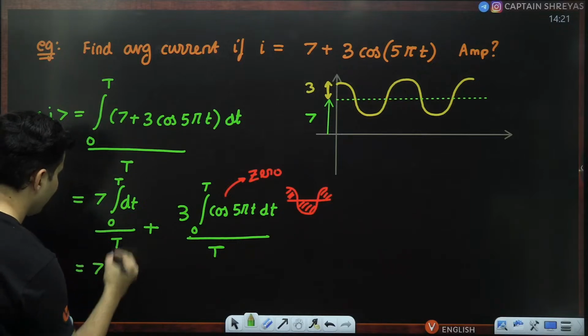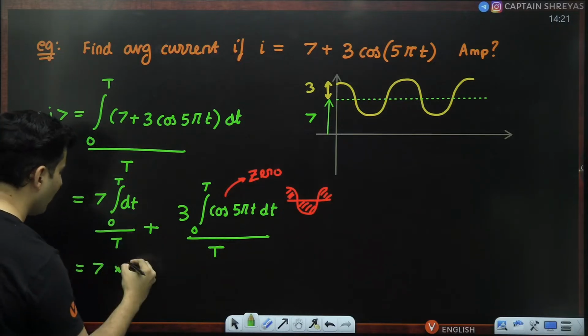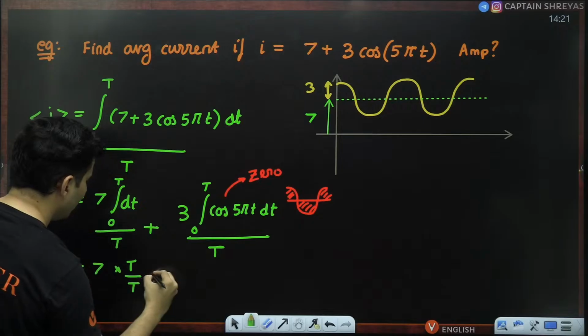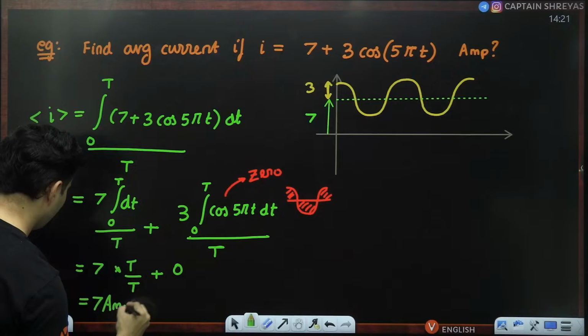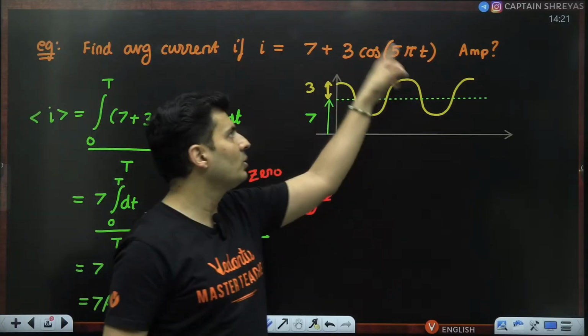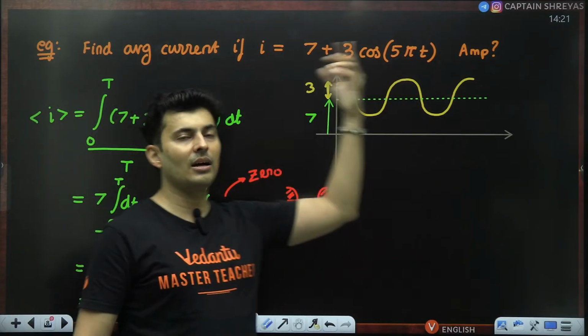Hence this will be 7. Integration of dt from 0 to t is t divided by t, plus this big fat 0. Hence the answer will be 7 amperes. So this has no contribution in the average. Only this is now the average value.